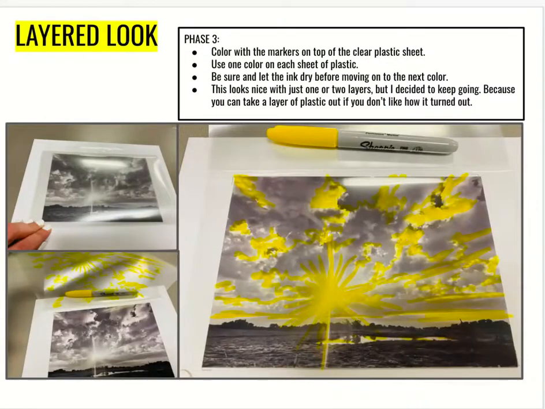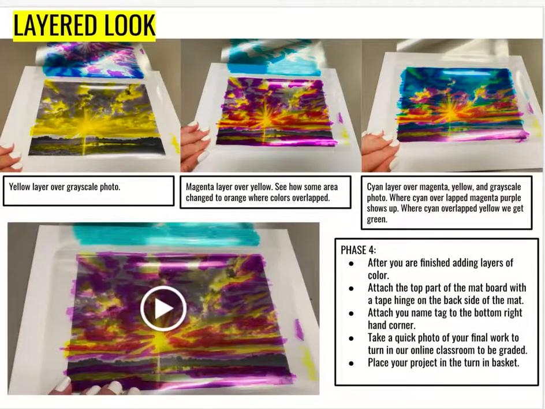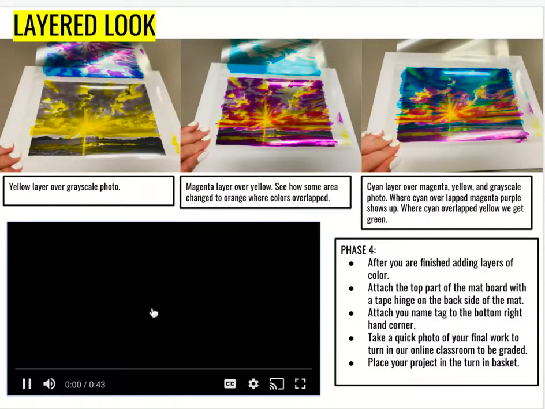I started with yellow, and I started enhancing my image with one color on one layer of plastic. If you don't like how it turned out, the good news is you just take the plastic off, and then you can add a new piece on and color it in a different way. So as you can see, I proceeded to add additional layers of plastic and marker on top of each other. I paid special attention to how these colors mixed when they overlapped, and then I decided to add a layer of outlines on the top.